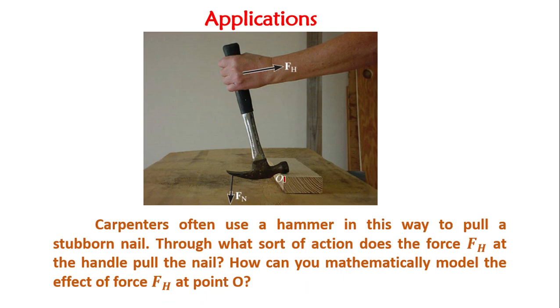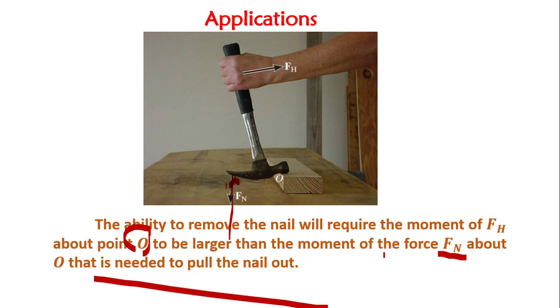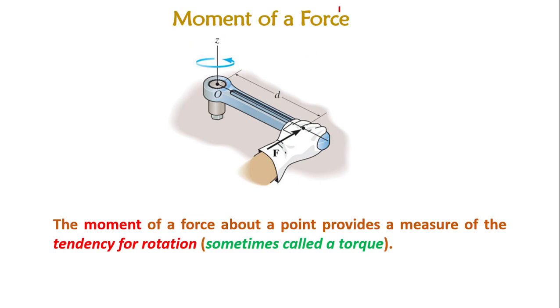Di ba? So, yan, ganyan gagawin natin. So, ngayon, the ability to remove the nail will require the moment of FH about point O, syempre, to be larger than the moment of the force of Fn, the natural force, about O. So, that is needed to pull the nail out. So, ibig sabihin, medyo talagang kailangan laraksan mo para at least yung pako dito, di ba? Matatanggal.